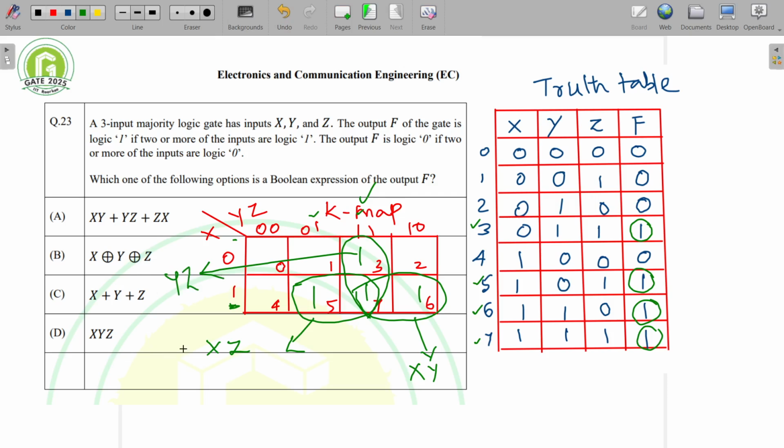So the answer is XY, this term is available here, YZ, this term is available, plus XZ or ZX, this is available. So A is the answer.